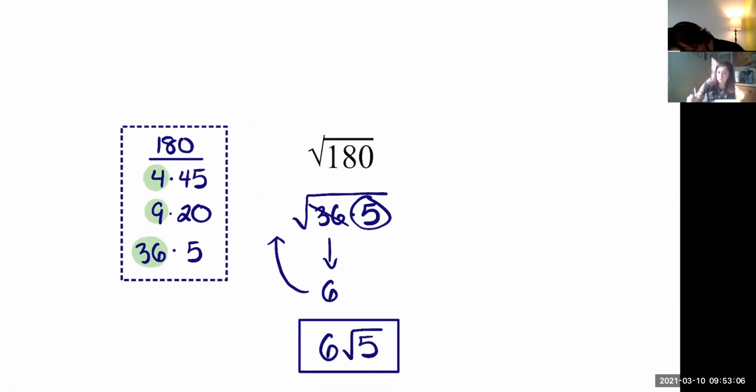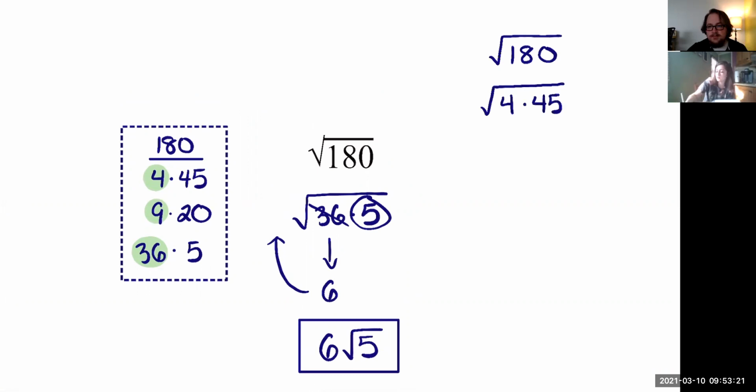So off to the side here, square root of 180. Let's say instead of breaking it down into 36 times 5, we broke it down into 4 times 45. Well, so far we'd be content. We'd say the square root of 4 would come out as a 2. And we would say, well, 45 is left inside. So we'd have 2 times the square root of 45.